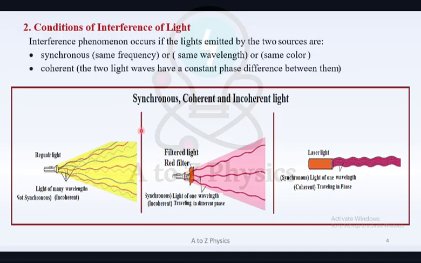The second condition, light emitted by two sources must be coherent, which means the two light waves have a constant phase difference between them. So, in the first two figures, light traveling in different phases, so they are incoherent, while in the third figure, light traveling in phase, so it is coherent.